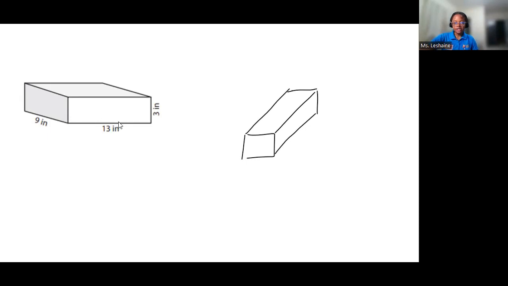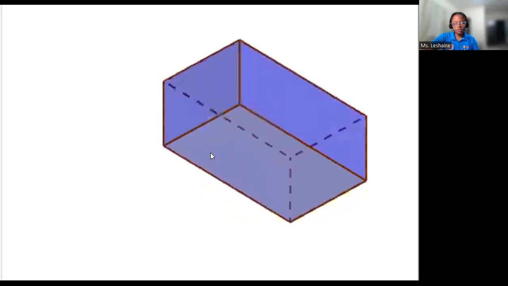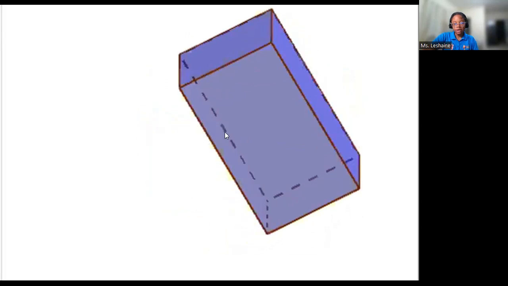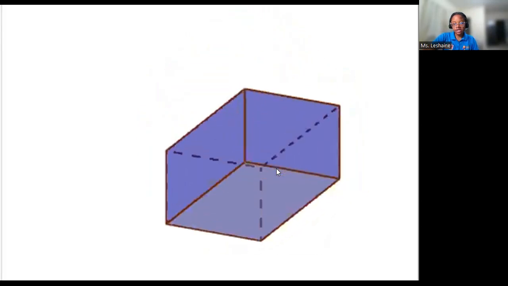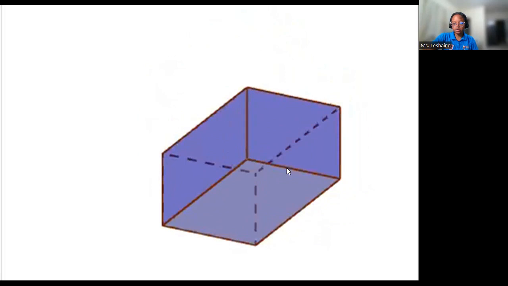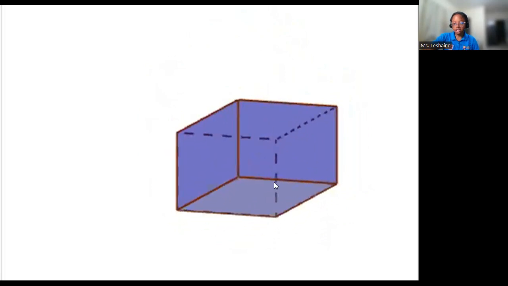So take a look at this. All right, so here we have our cuboid. As you can see, it has 6 faces, and the faces that are opposite to each other are equal. Now back to the question.